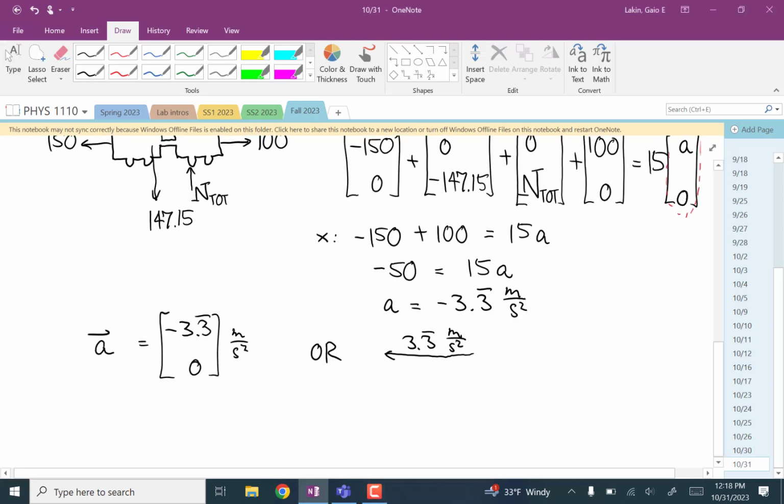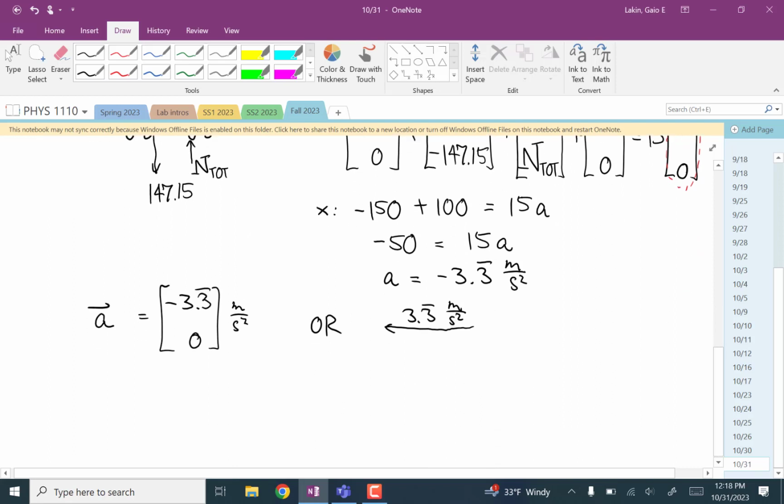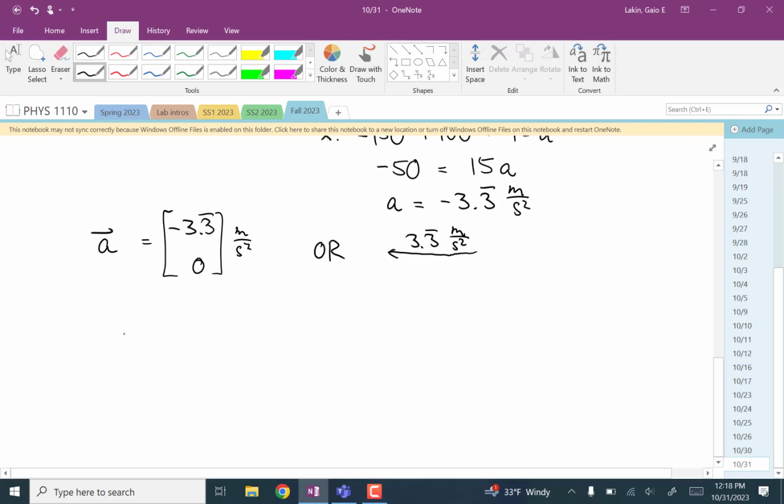All right, so, well, by default, we're looking for a force that's on the 10, so I guess I'll isolate the 10. You really don't have to. You could isolate the 5 and then use what you know about cable forces to figure out the answer. But free body diagram on the 10 kilogram.